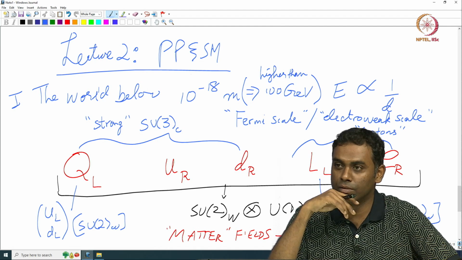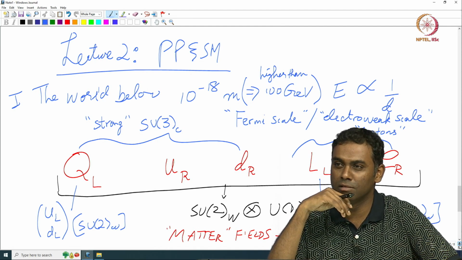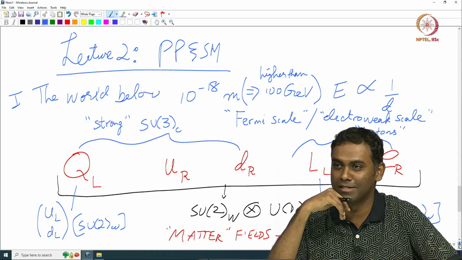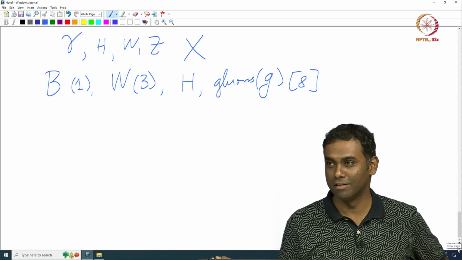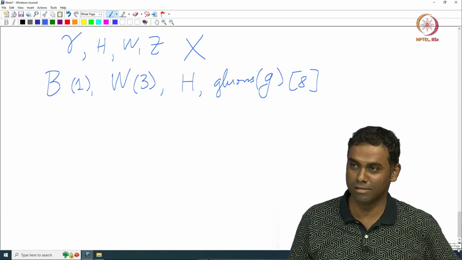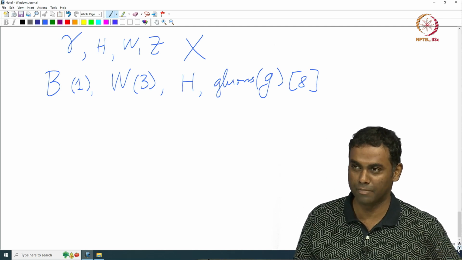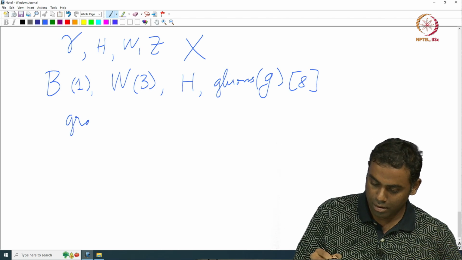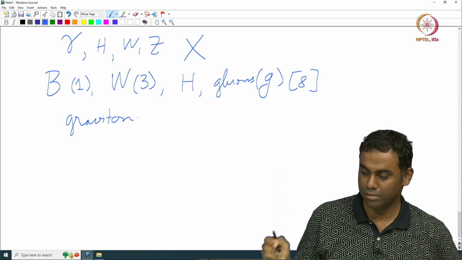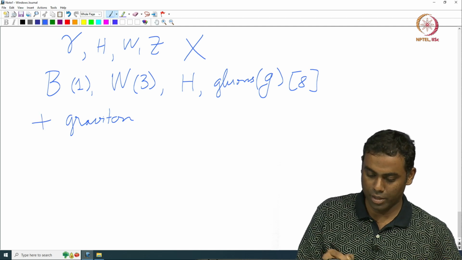Okay, so what are we missing? Are we missing a force here? Gravity. Good, gravity. Very good. We did not write down gravity here, right. Gravity is present at all scales, right, or up to the Planck scale at least. So the graviton. Okay.